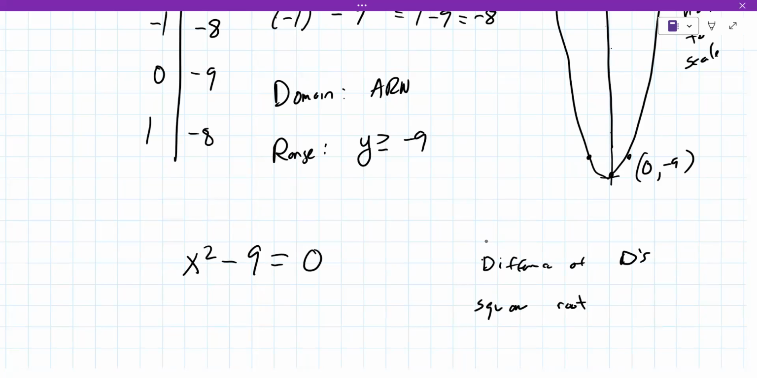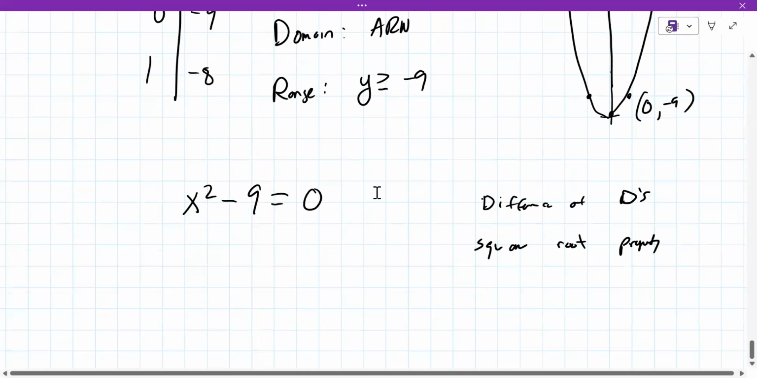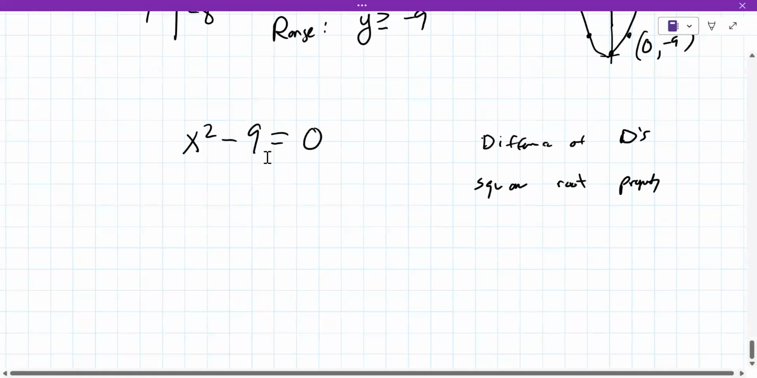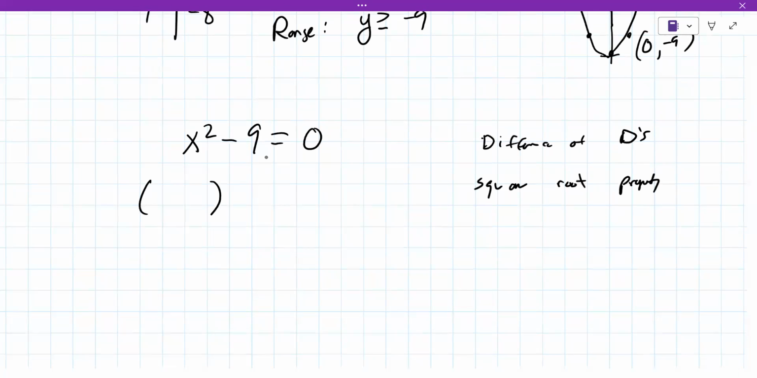Square root. No. Wait, okay. What was the first thing you said? Difference of squares or the square root property? No, it's not on my sheet. Okay. I'm not sure which one to suggest here, but let's go through them both. So here is difference of squares. I'll just show you the answer and maybe that will clarify something. Oh yeah, I know what that is.